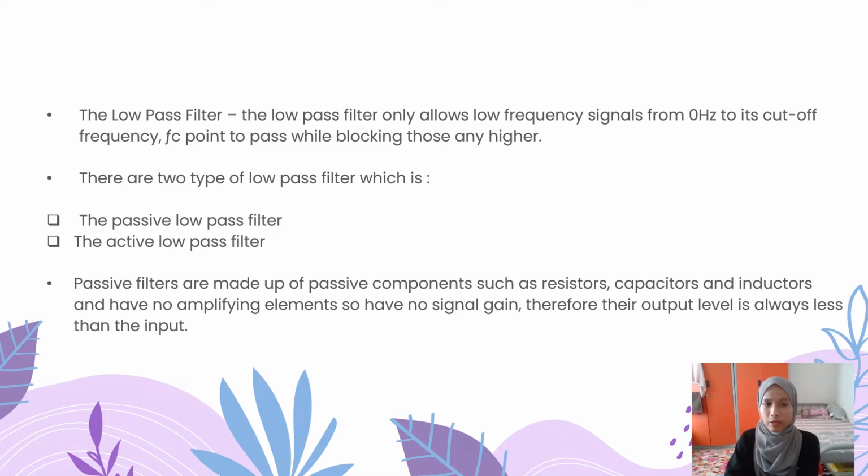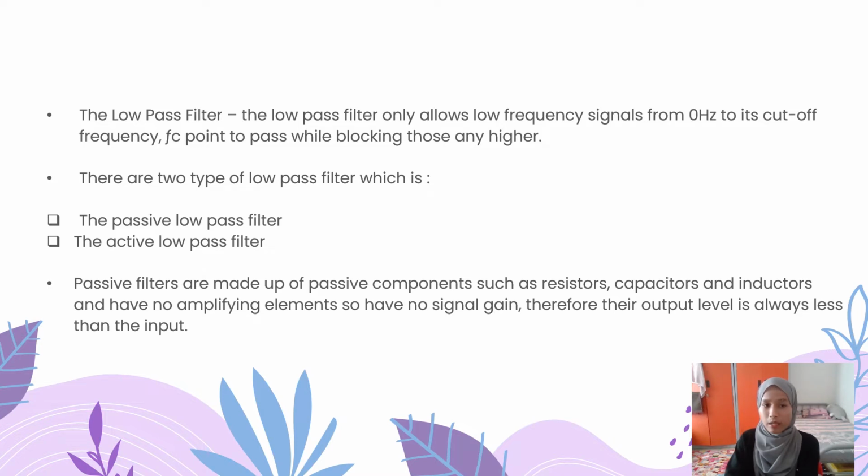What is filter? Filter is a circuit which is used to filter the signal. That is, it will pass only required signal and avoid unwanted signal. Low pass filter: the low pass filter only allows low frequency signal from 0 Hz to its cut-off frequency (FC) point to pass while blocking any higher. There are two types of low pass filter, which are passive low pass filter and active low pass filter. But for this assignment, we only discuss a passive low pass filter.